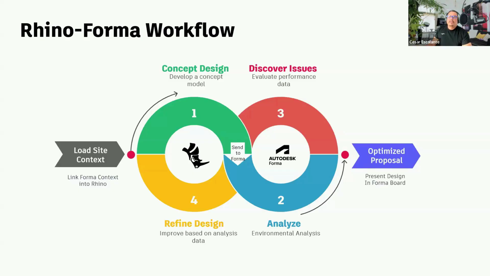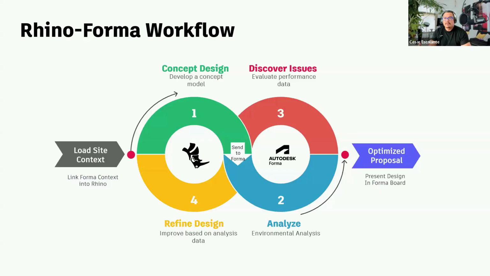And then we have an iterative design process defined in 4 different steps. First, you can develop your concept model inside Rhino. You choose Rhino as your preferred method for building conceptual design. When you're ready to analyze it in Forma, you can send it to Forma using the Forma plugin.